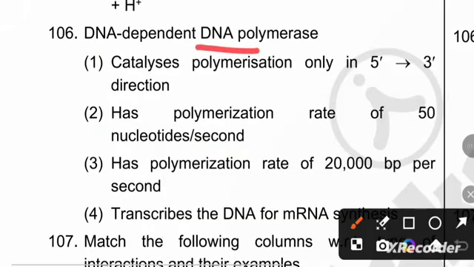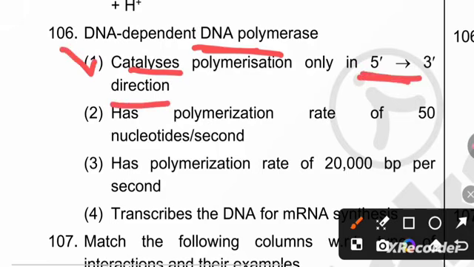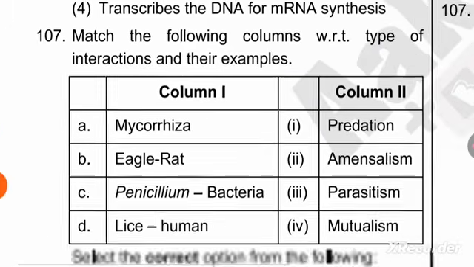DNA dependent DNA polymerase. DNA polymerase is a very important enzyme involved in DNA replication, and this enzyme catalyzes the polymerization only in 5' to 3' direction. Option 1 is the right answer. Let us go to the next question.